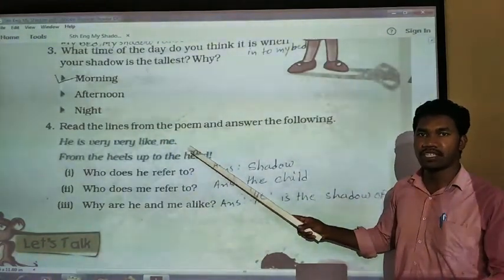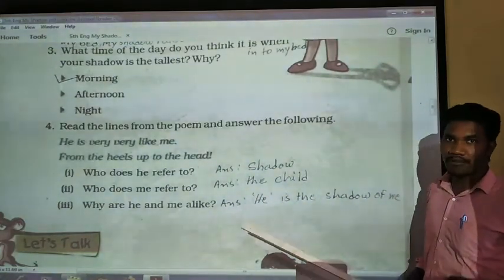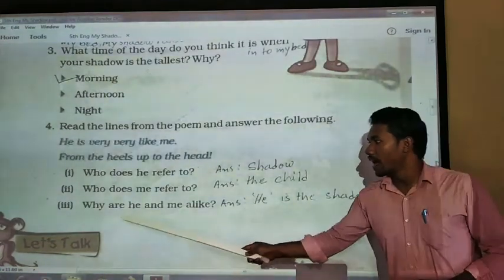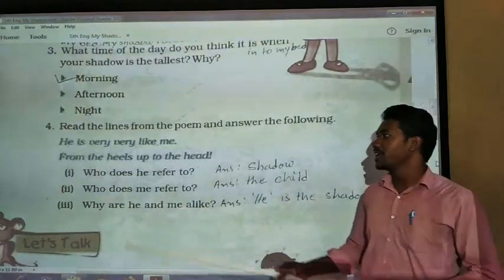Who is that me? Me is the child who is speaking about his shadow. Okay, then the third question. Why are he and me alike?